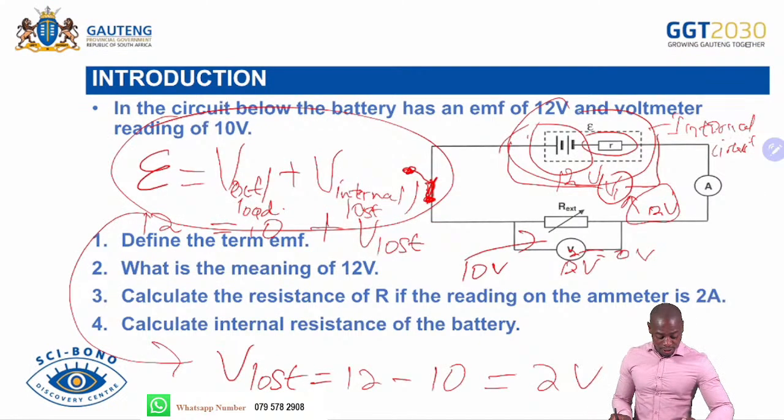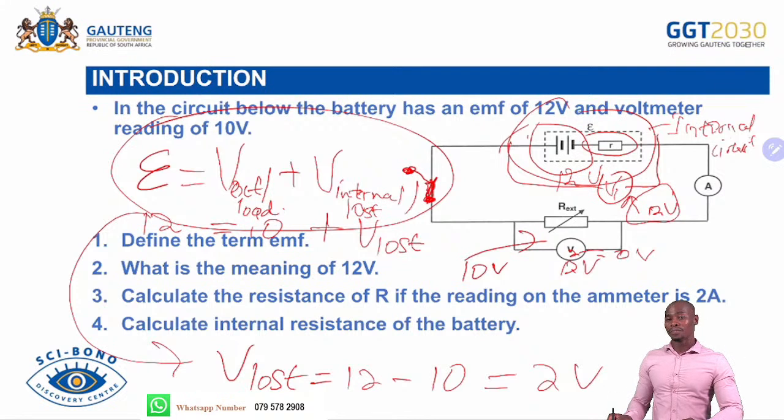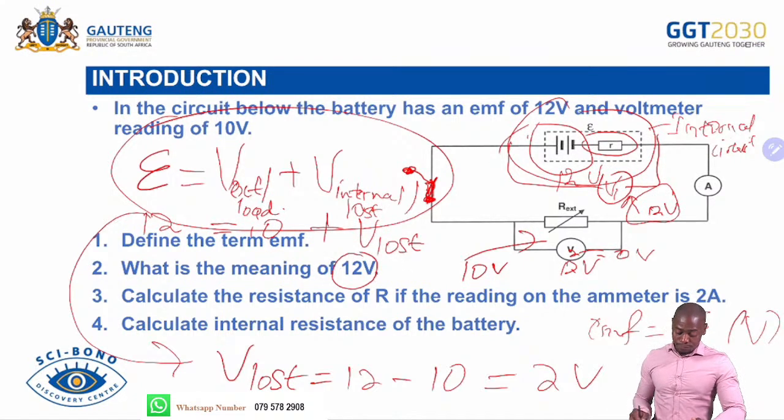Okay, then second question, what is the meaning of 12 volts? You are not going to say 12 volts is EMF. Already we know that it is EMF, and we know what EMF is by now. The symbol for EMF, remember, learners, we use this E. And remember, it is measured in volts. I hope we are all aware of that. We know what EMF is, but now they want the meaning of an EMF of 12 volts. Learners, you must know that.